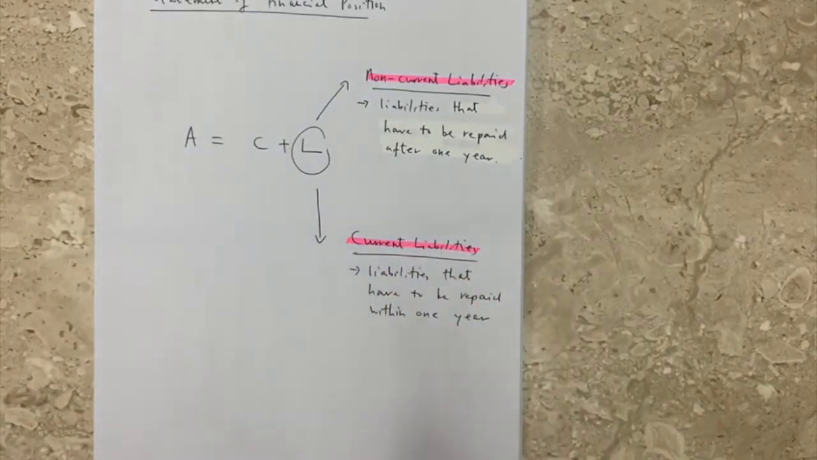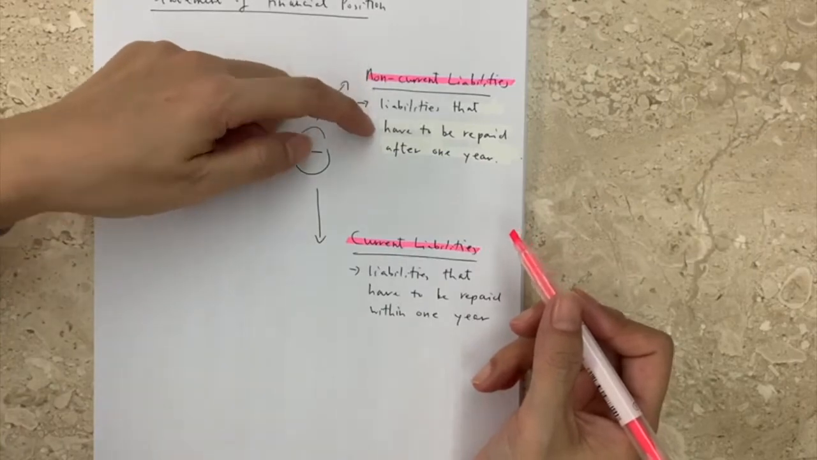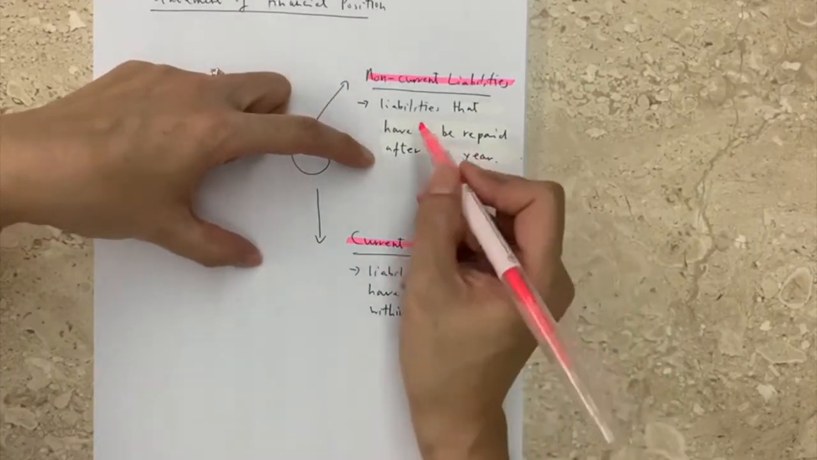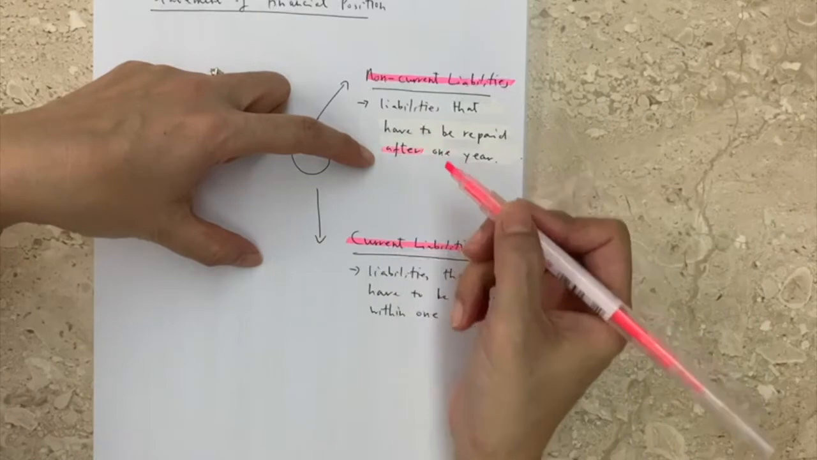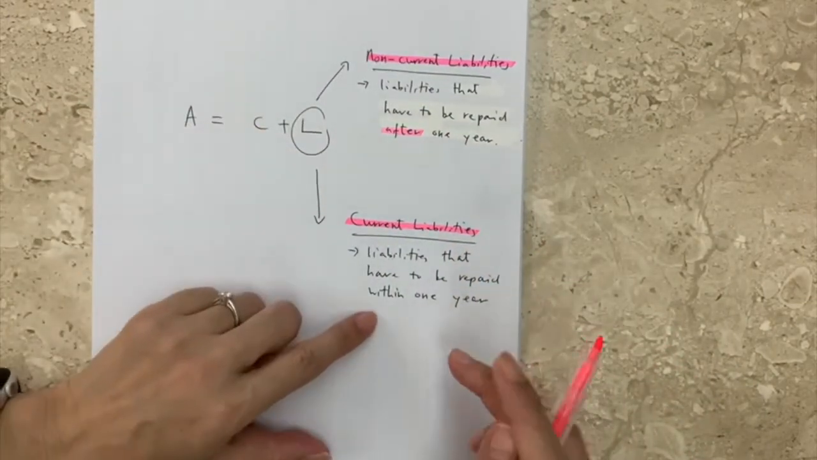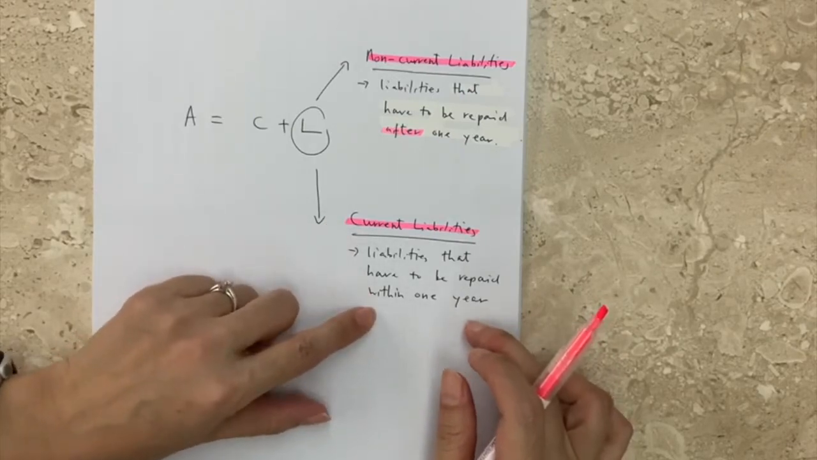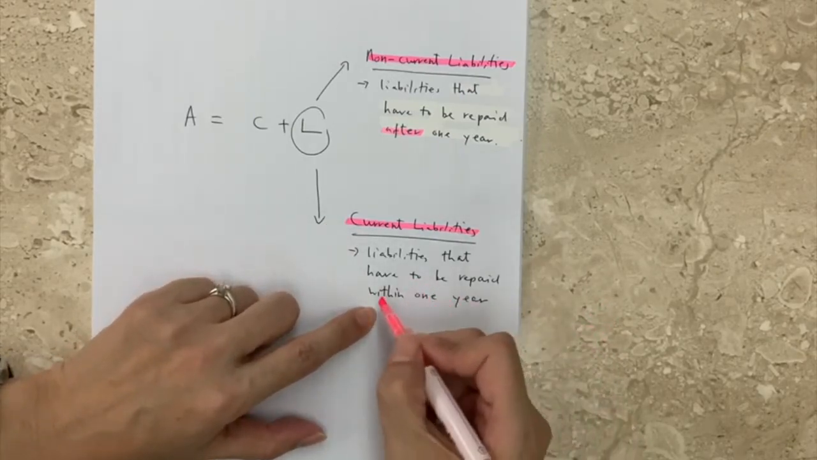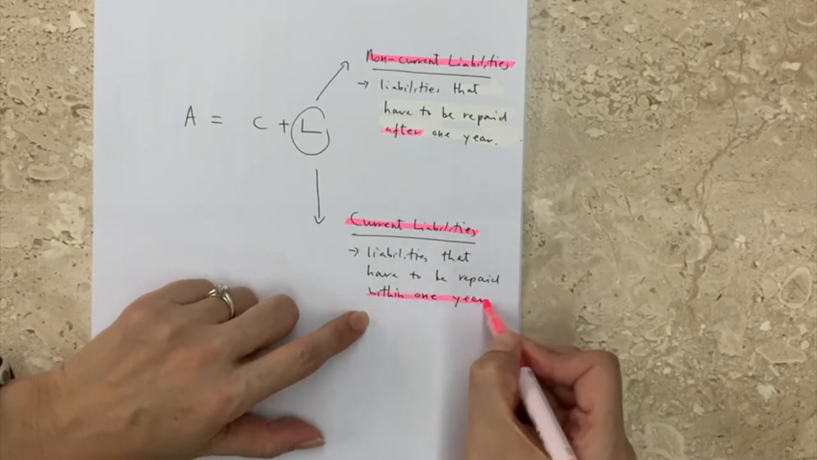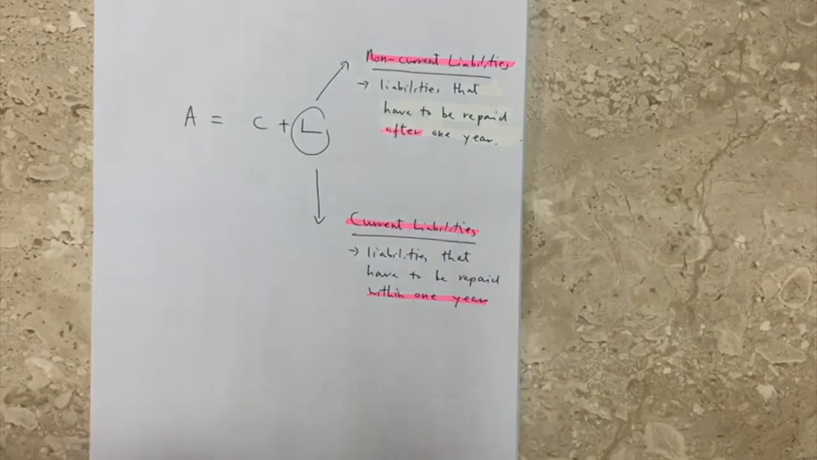Okay, so what is the meaning of that? Non-current liabilities means the liabilities that have to be repaid after 1 year. That means we don't need to pay this liability in the near future, but the one that we have to pay in the near future, we call that current liability. So how near is that? Which is within 1 year we have to pay this kind of liability, then we call it current liability.